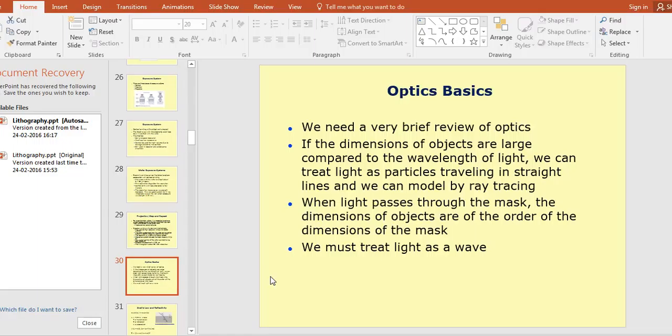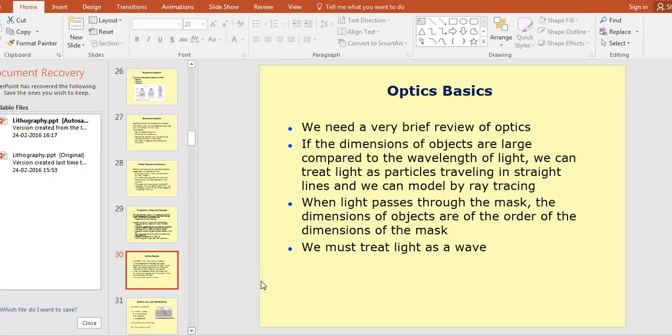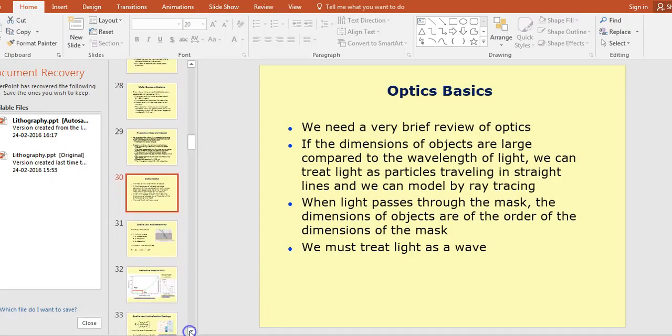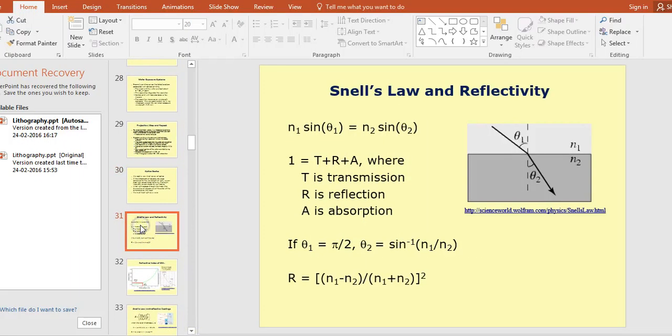We will use this concept in understanding what happens with the monochromatic exposure when we do the pattern transfer. For a better understanding of diffraction and other optical phenomena that happen during lithography, when light passes through the mask, the dimensions of the object are of the order of the dimension of the mask, and we must treat light as a wave. So we make these three assumptions so that we can understand the optics involved in lithography.